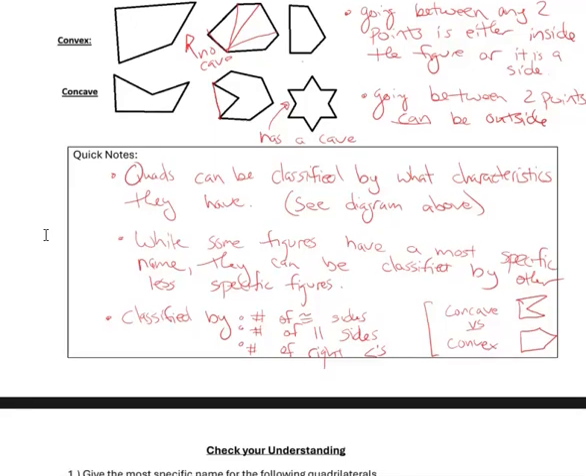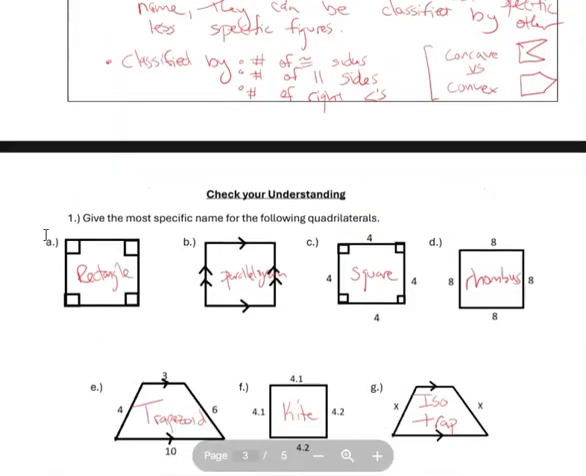So our quick notes are quadrilaterals can be classified by what characteristics they have. See the diagram above that kind of explains that while some figures have a most specific name, they can be classified by other less specific names. For example, a square could also be a rhombus, rectangle, could be a quadrilateral, could be a polygon, and could be a shape. But you're most likely going to call it by the most specific name, which is going to be a square. And then we have the difference between concave and convex. Hopefully that makes sense. Now let's go ahead and check your understanding.